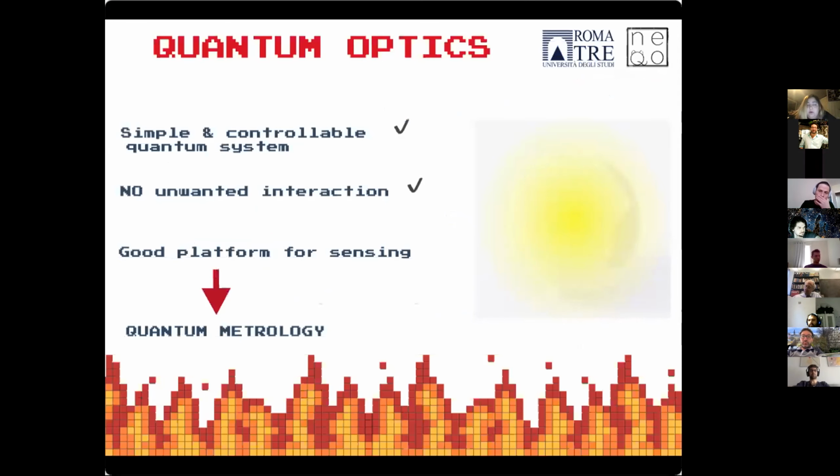By using quantum optics to simulate your problem, you sure have a simple and controllable quantum system, and you have no unwanted interactions because photons are non-interacting particles. And these are the requirements we were actually looking for. But there is an added bonus, that is that quantum optics is a good platform for quantum sensing. And so you have all the knowledge coming from quantum metrology, which can be used for our purposes as well. So I'll just give you some brief details on metrological quantities that we will later use.